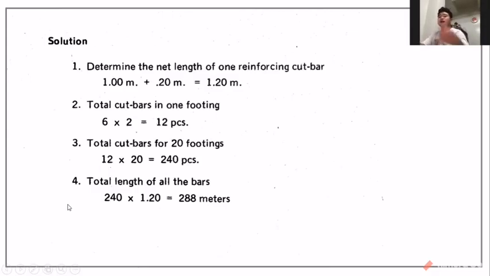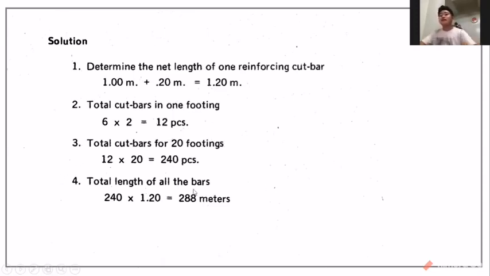So 6 times 2, so we have 12 pieces. So we have total cut bars for 20 footings. Since we have 20 footings, our 12 pieces was multiplied by 20. That's why we've got this 240 pieces. So these 240 pieces is good for the 20 footings.